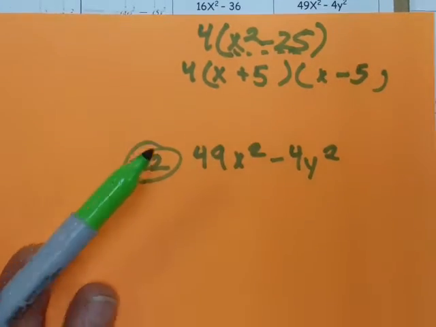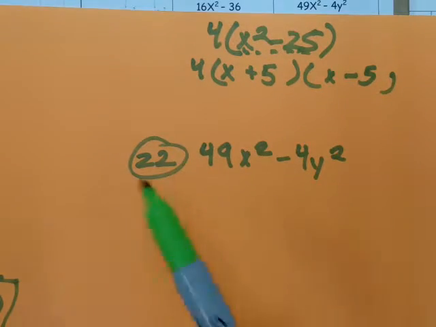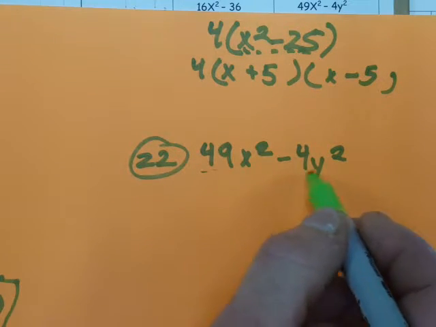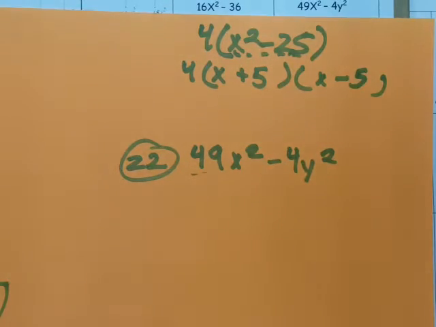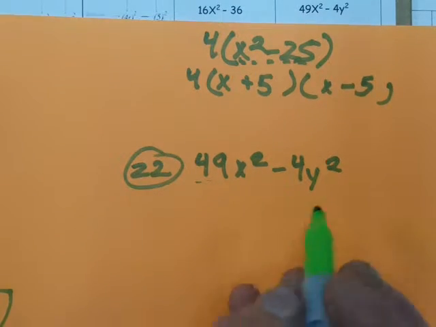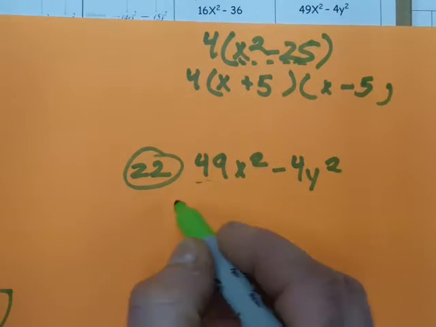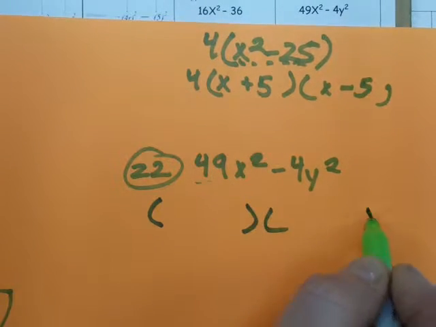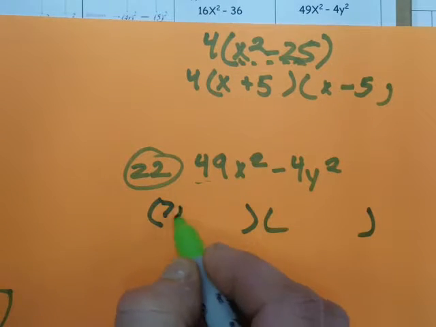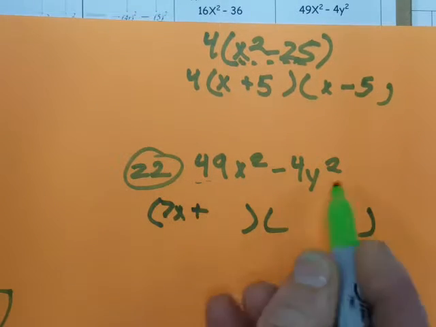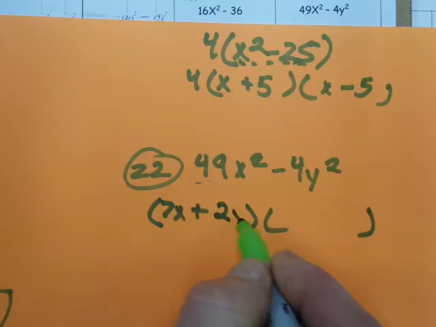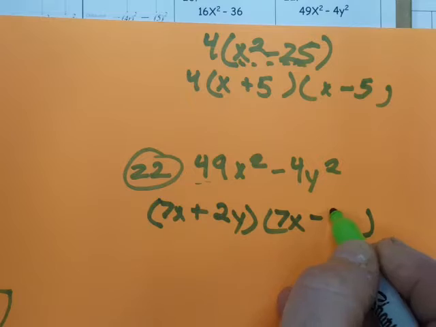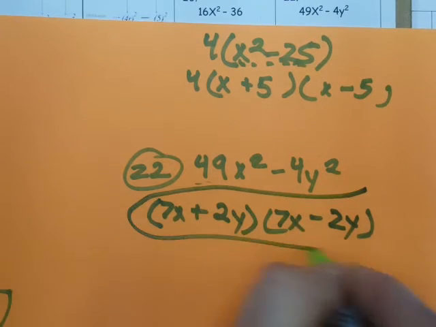49x squared is a perfect square. We can take the square root of this, no problem. 4y squared, also a perfect square. We take the square root of that, no problem. There's a minus sign between the two terms, so this is a difference of squares. We know how it factors. We remember the pattern. Two groups: square root of the first term plus square root of the last term, square root of the first term minus square root of the last term. And that is fully factored.